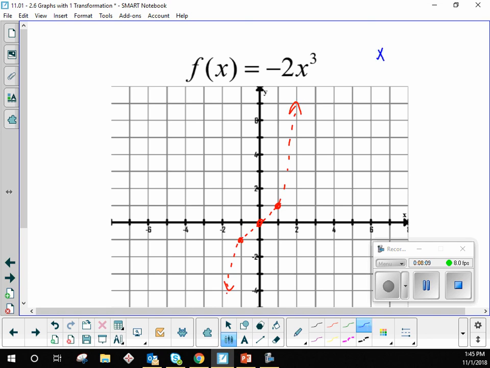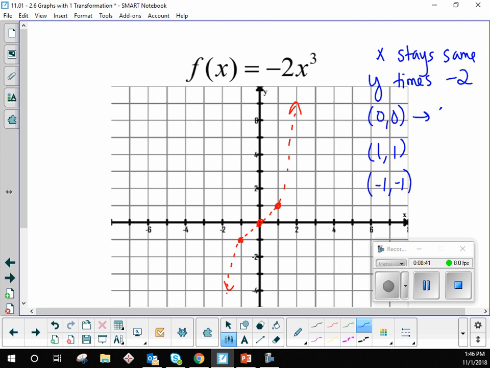And here's what's going to happen. My x values are going to stay the same. I'm going to take my y values and multiply them by negative 2. So the x values are staying the same. The y values are getting multiplied by the a value, which is negative 2. So my parent points are 0, 0, 1, 1, and negative 1, negative 1. So if x is staying the same and I'm multiplying y by the negative 2, well, this point doesn't change at all, because 0 times negative 2 is still 0. So that point just stays.